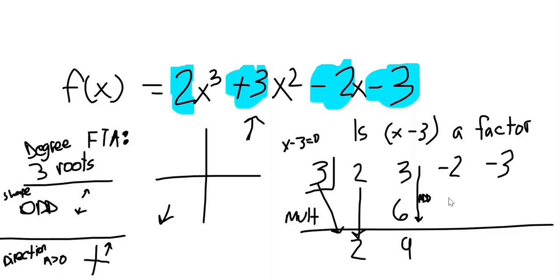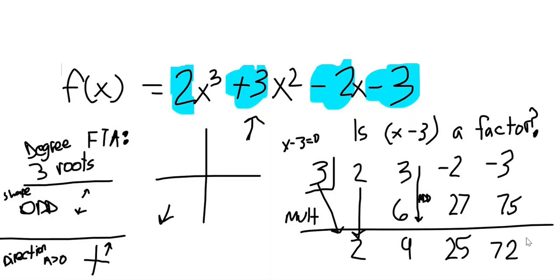Multiply. 3 times 9 is 27. And then I'm going to go down and I'm going to add. -2 plus 27 is positive 25. Go this way and multiply. 3 times 25 is 75. Go down and add. -3 plus 75 is 72. Is this a factor?